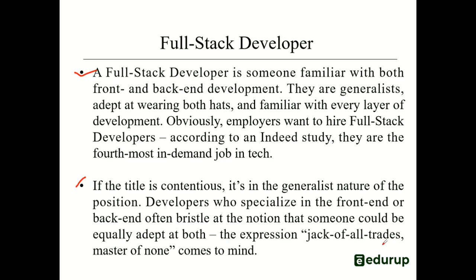The expression "jack of all trades, master of none" comes to mind. What does it mean? I'll tell you, don't worry. Jack of all trades, master of none means you know front end and back end, all the languages, but you are not a master in any language. At least in one language you have to be very strong, a master in that subject, master in that language. Then only you will be a very good full stack developer.